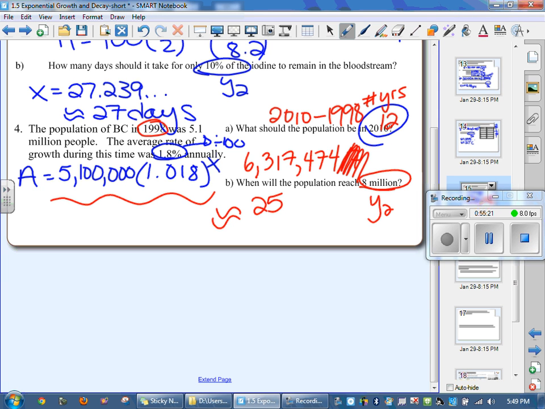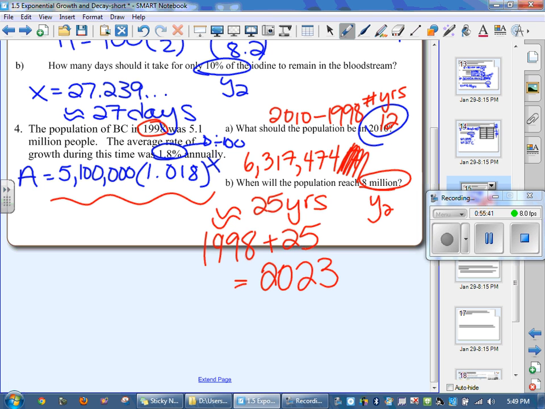Now, if you're struggling with this question, a good window to use would be 0, 40, and 1, negative 50, 10 million, and you're going to go up by 1 millions. That's your scale. That's a good window to use.